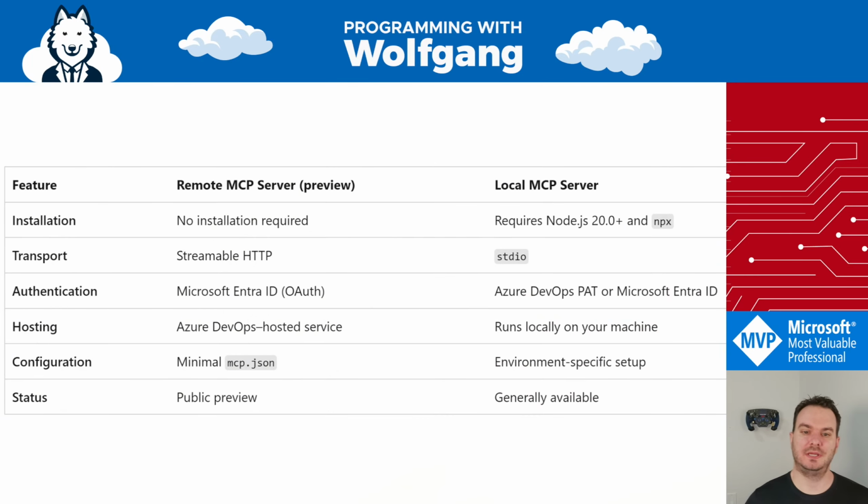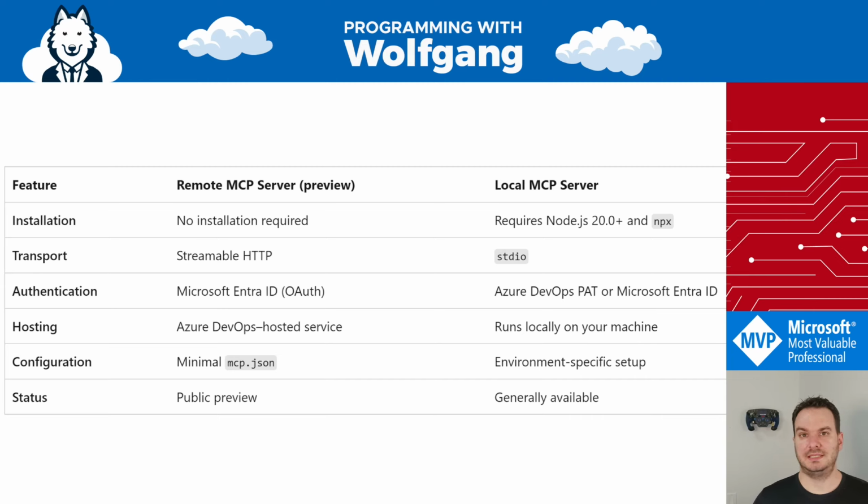Here we have a comparison between the Remote MCP server and the local MCP server. The biggest difference is the local MCP server is the older offering that you install locally on your machine. This means you need Node.js, you need npx, and then you can use an Azure Personal Access Token or Entra ID to access the MCP server. With the Remote MCP server, you don't have to install anything. You just use Entra ID, and all you have to configure is an mcp.json file, which we're going to take a look at in the demo.